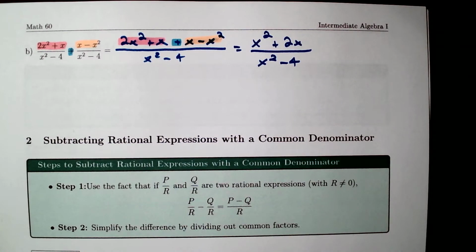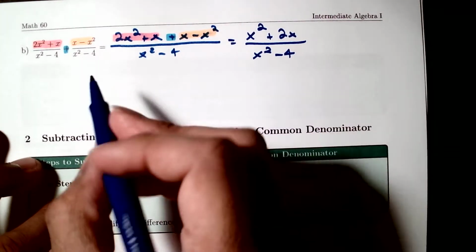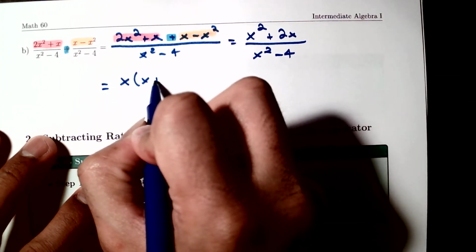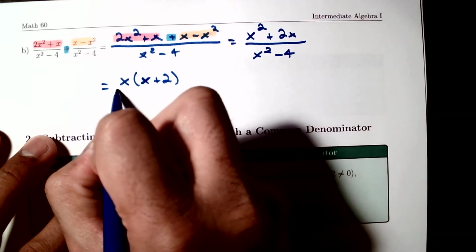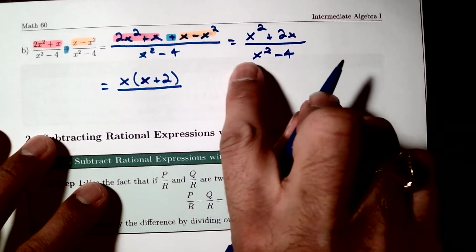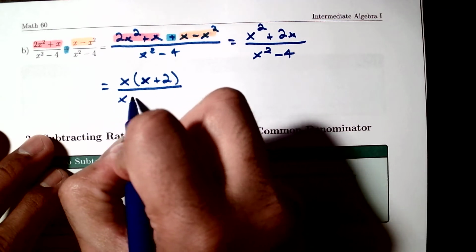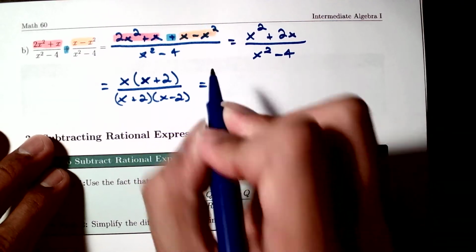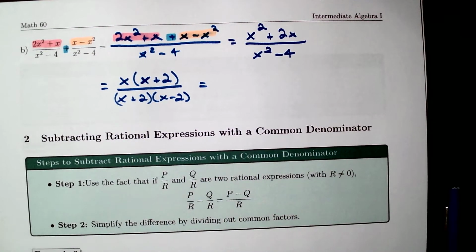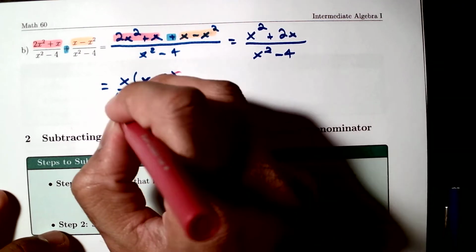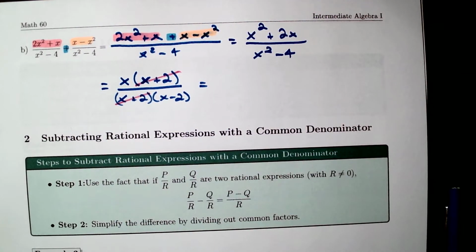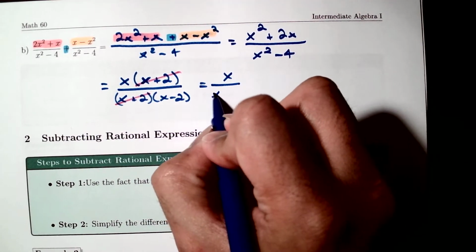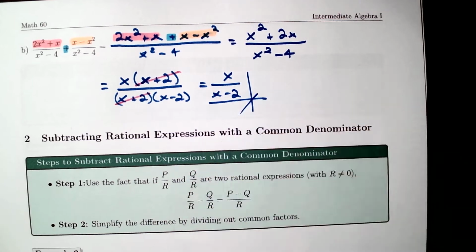So in this case we are going to factor out the numerator. In this case we can factor out the GCF, x times x plus 2, and in the denominator we can factor out the difference of squares, x plus 2 times x minus 2. And in this case we can see that we can cancel out or divide out the common factor of x plus 2, leaving us with x divided by x minus 2. And this would be a final answer.